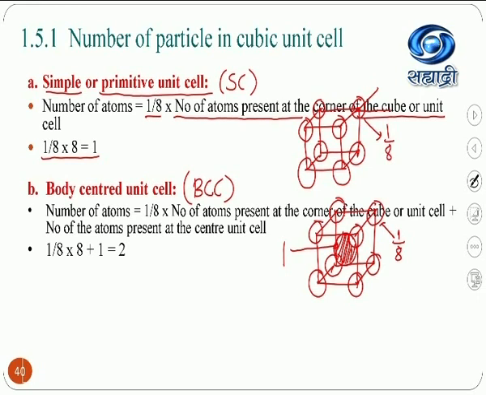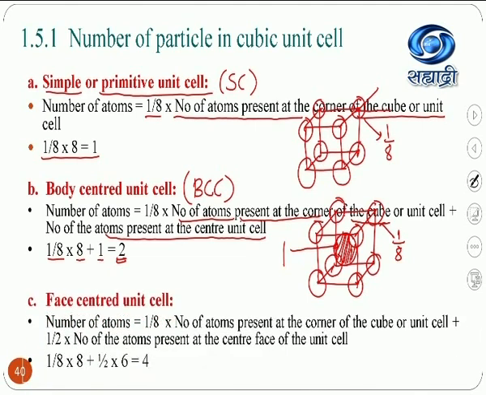So that's why the complete share of that constituent particle will be counted for this unit cell. The formula for BCC is 1/8 into the number of atoms present at the corners of the cube or unit cell, plus the number of atoms present at the center of the unit cell. Here the 1/8 portion comes from each corner. There are a total of 8 corners, plus 1 complete atom present at the center of the BCC crystal system. So it is equal to 2. That means the total number of atoms present in BCC is 2.